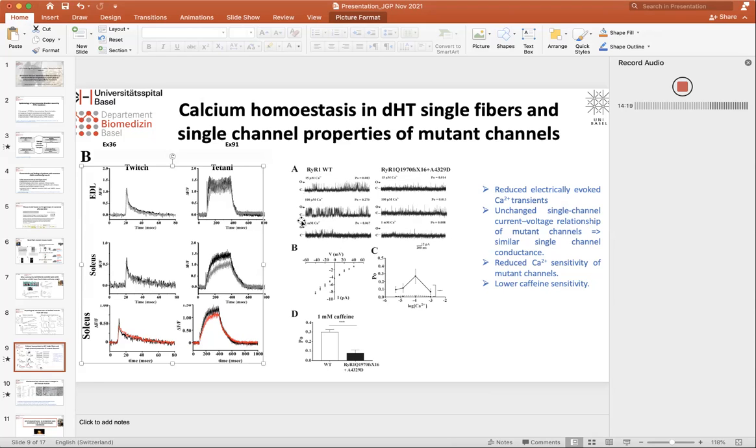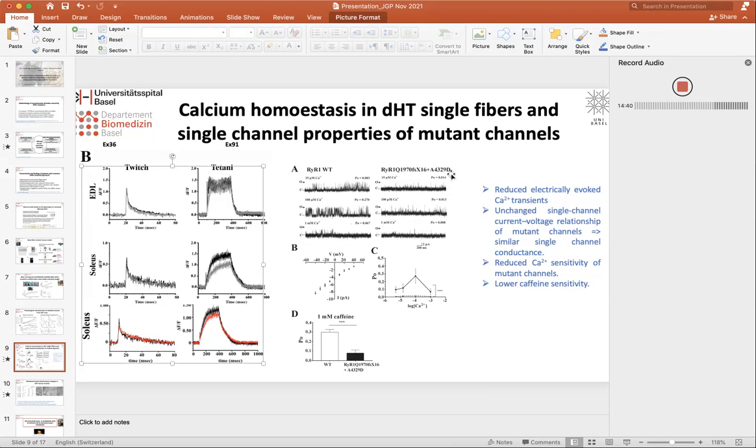Depending on the calcium concentration, you push the channel to a higher open probability. At low calcium concentration, the channel is closed. As you increase the calcium concentration, the channel starts to open. And if you go to very high calcium concentrations, you can see here that the channel tends to remain closed.